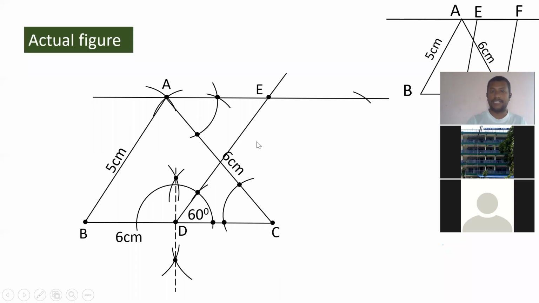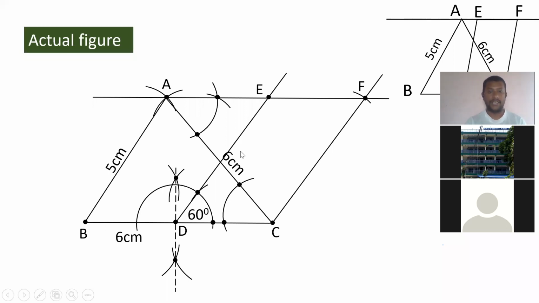First of all, students, measure DE with the help of your compass, and keep the tip of your compass at C and take an arc. Give the point, and the line joining these two will give F. This is the parallelogram CDEF, whose area is equal to triangle ABC.